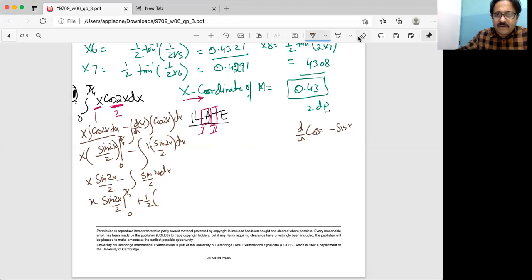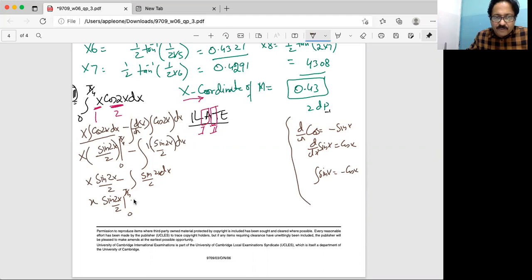Now I will erase this part, then I'm going to tell you one rule. The derivative of cos is minus sine x. The derivative of sine x is cos x. Now, the derivative of cos is minus sine x here. So the integral of cos will not be minus sine. But if you are taking the integral of sine, see, the derivative of sine is cos, but the integral of sine will be minus cos. I hope you know this thing.